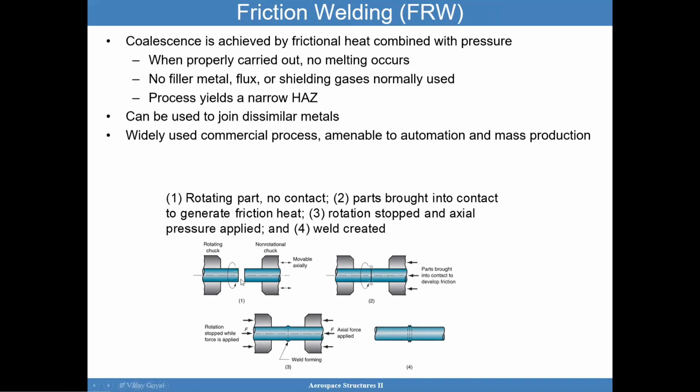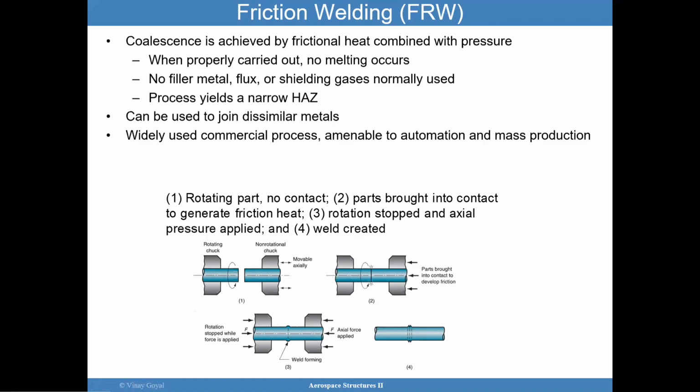So here I have in number 1 a rotating part but no contact. Number 2, the parts come into contact and generate friction, and that friction generates heat. And then in step number 3, you start getting a weld formation. So you stop and you apply pressure again. And then number 4, the weld is created. So the coalescence is really caused by that frictional heat combined with that pressure.